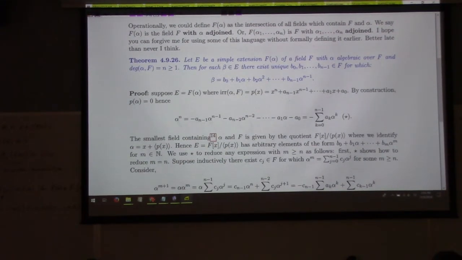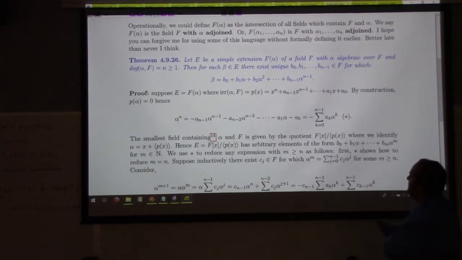Yet another theorem. So here, I say if E is a simple extension F(alpha) of a field F, and this is for alpha algebraic with degree n, then for each beta in E, there exist these n unique constants, beta 0 through beta n minus 1, for which beta is equal to a linear combination of a constant and then powers of alpha up to n minus 1.